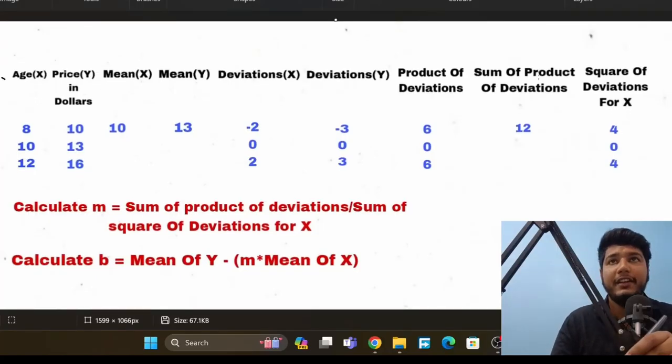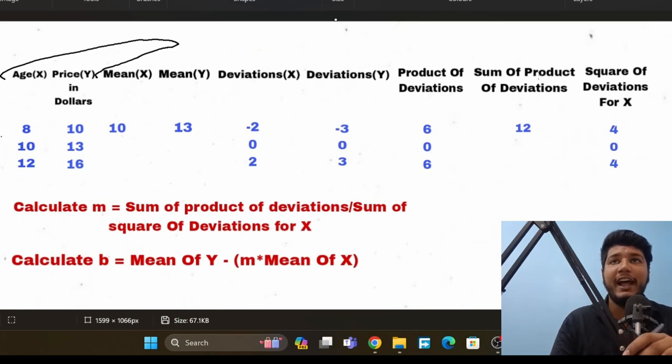Just look here, age and price. Age and price is the data we have collected. So x is the independent variable and y is the dependent variable. Here we have collected the data. First we will calculate the mean of x.